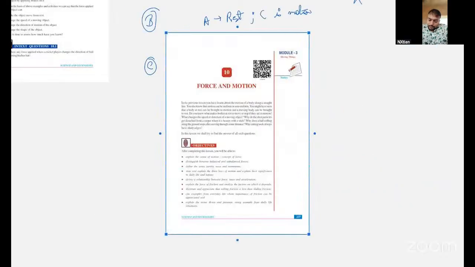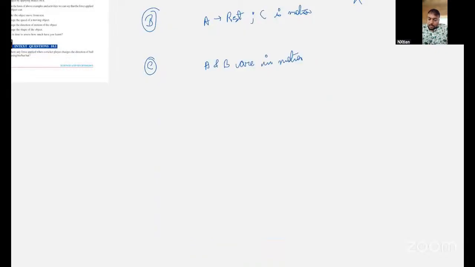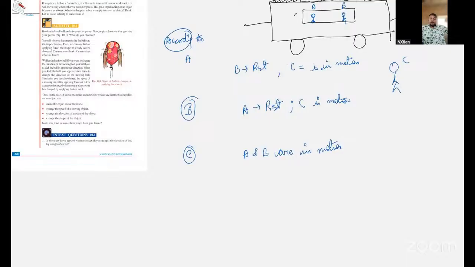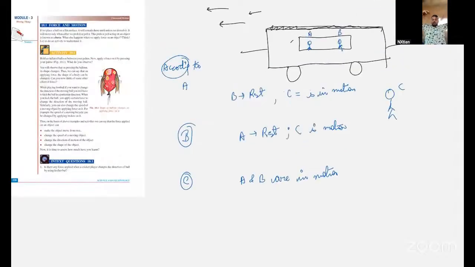Actually, only A and B are in motion. For example, if I am out of this picture, like God is seeing us, in the same way, if I see this picture, A and B are in motion and C is at rest. But according to A, C is in motion. So the point of reference is different.